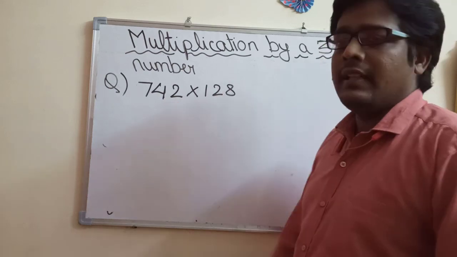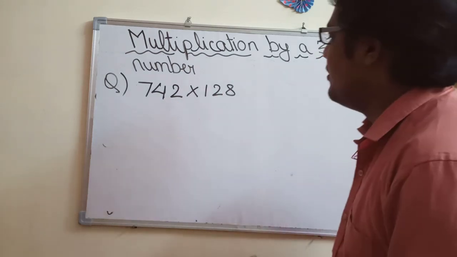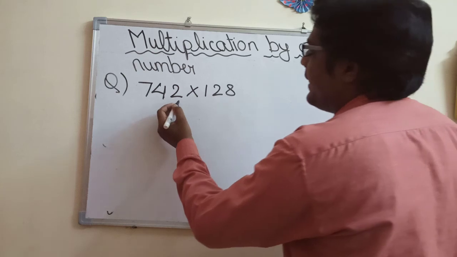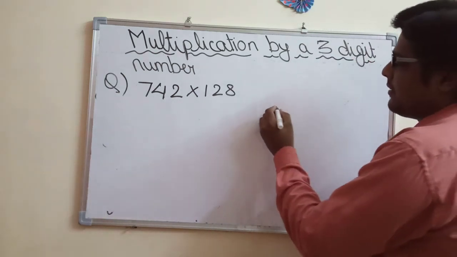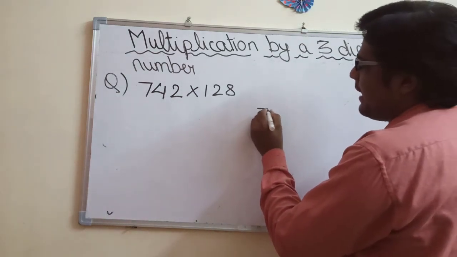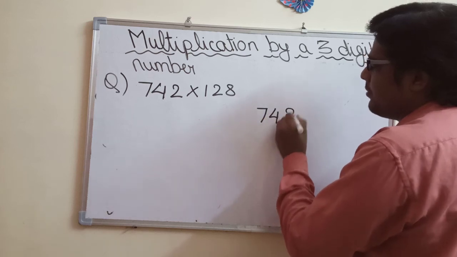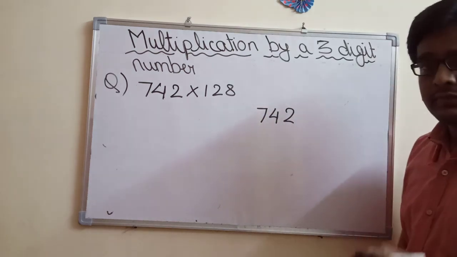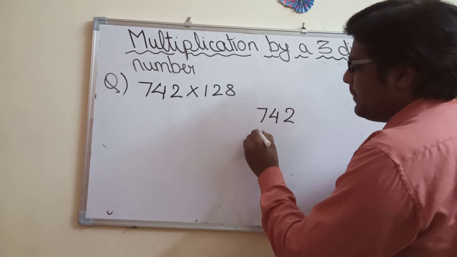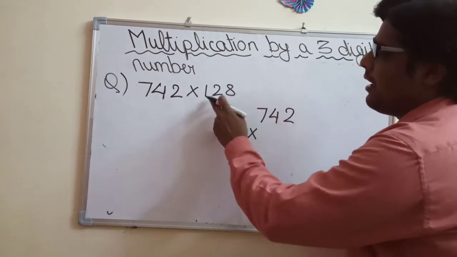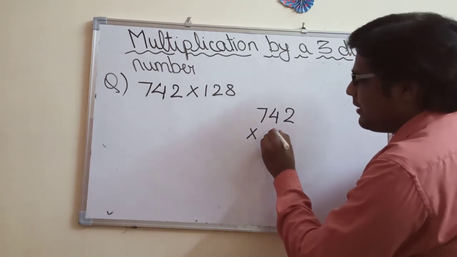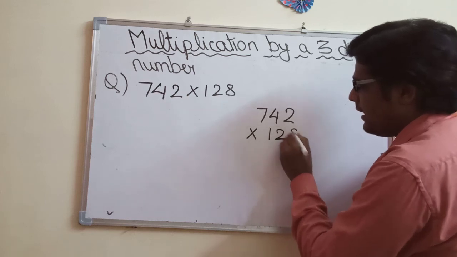742 multiplied by 128. So first we will write the multiplicand, that is the first number, 742. Now you will put a multiplication sign. Now write the multiplier, that is 128.